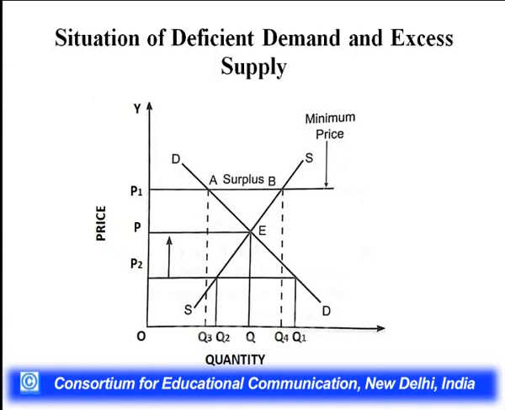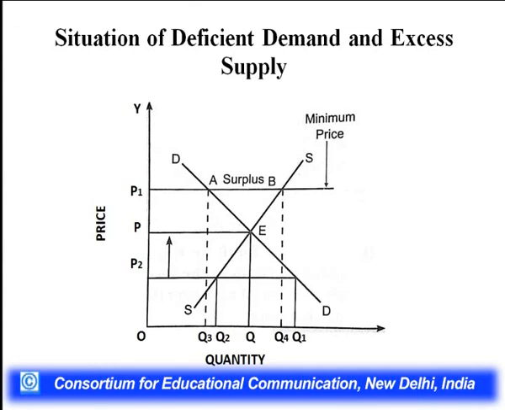In this diagram, again the OX axis represents the horizontal axis, representing the quantity demanded of the commodity, and OY axis represents the price charged for different quantities of the commodity. DD is the demand curve, SS is the supply curve, and by the interaction of demand and supply curves at point E, we see that equilibrium price OP has been determined, and with reference to this equilibrium price OP, the equilibrium quantity OQ has also been determined.